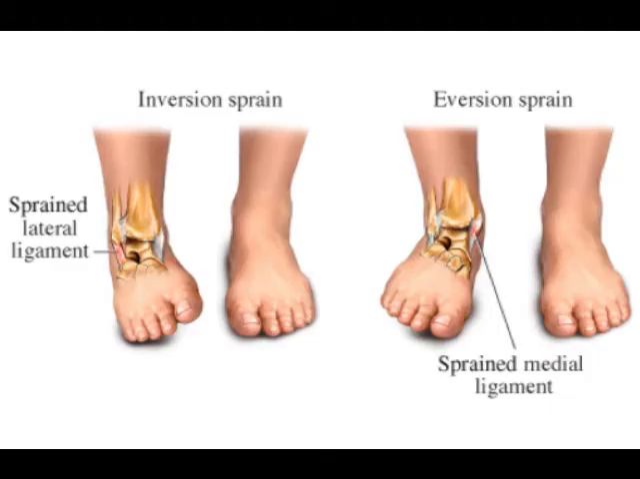Alright, I'm going to demonstrate a lateral ankle sprain. So if you're walking on an uneven surface and you miss your step and you invert your foot, that would result in a lateral ankle sprain, and your whole weight of your body would be on your foot. Sprains can occur from inversion of the ankle, resulting in a lateral ligament sprain, or from eversion, resulting in a medial ligament sprain.